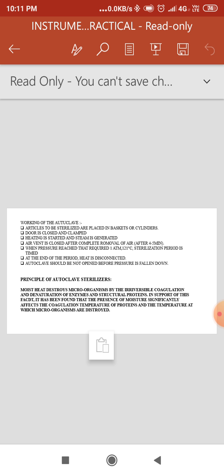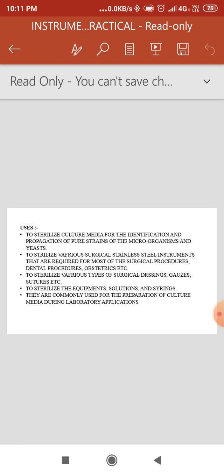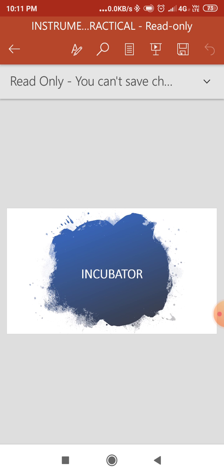So the autoclave is used for sterilization for all pharmaceutical use, all medical use, and microbiological use. For that we require this autoclave. Okay, so this is about the autoclave, and these are certain types of autoclaves. See here, there is the pressure cooker type of autoclave, the common laboratory autoclave, then the vertical autoclave which is present in our lab, and the horizontal autoclave is also there, and the large automatic hospital autoclave is also there. So these are about the uses, application and working of the autoclave.